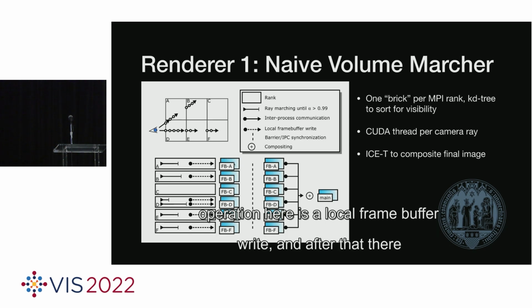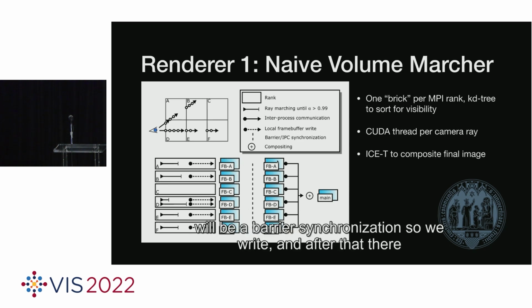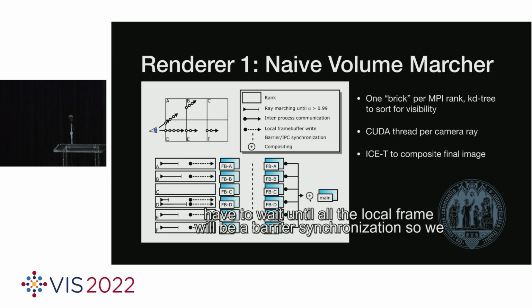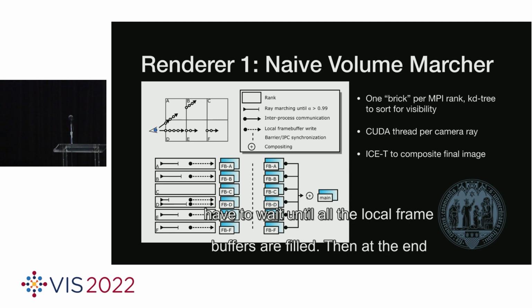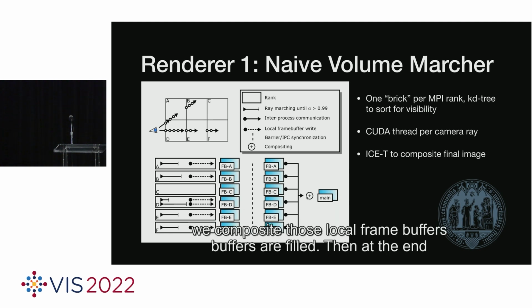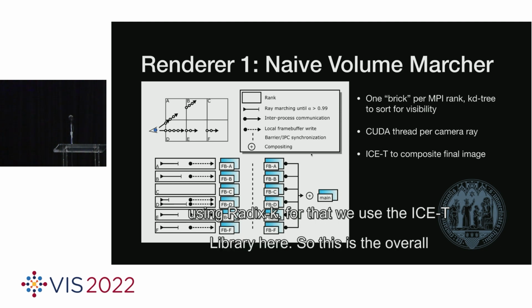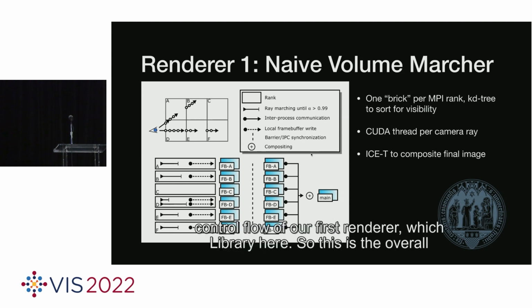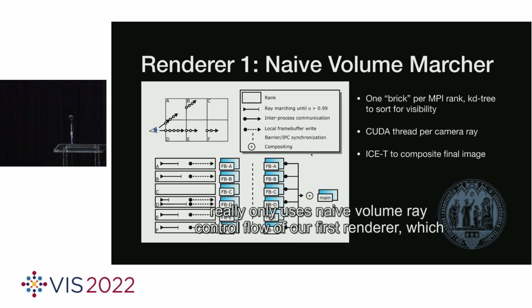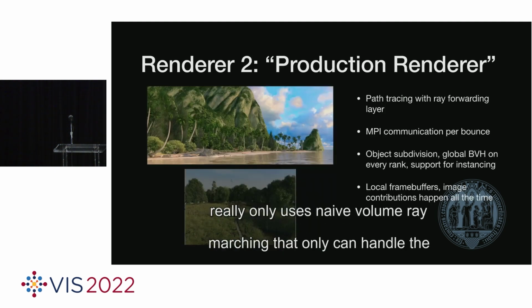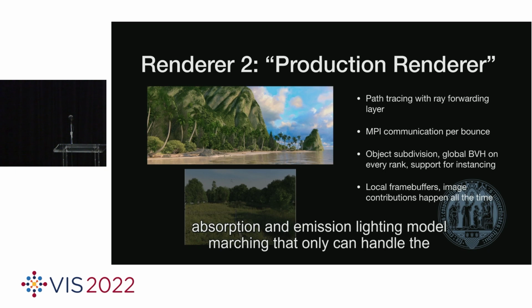After that happens, there will be a barrier synchronization. We have to wait until all the local frame buffers are filled. And then at the end, we composite those local frame buffers using radix-K, and for that we use the IST library. So this is the overall control flow of our first renderer, really a naive volume ray marcher that can only handle the absorption and emission lighting model for volumes.